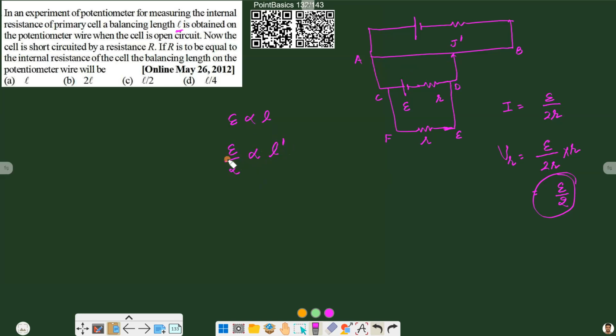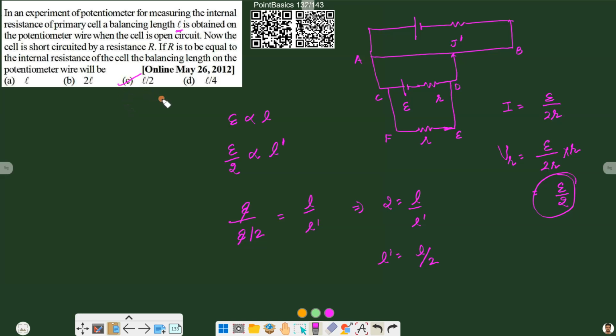Now if we divide both of these equations, we will get E by (E by 2) equal to L by L dash. From this we get 2 equals L by L dash, and L dash is equal to L by 2. So option C will be the right answer.